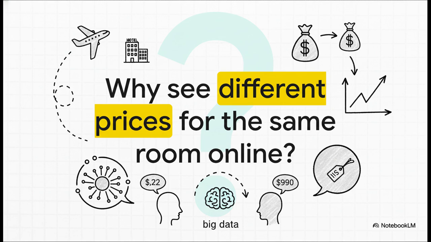So, has this ever happened to you? You're booking a hotel, you find what looks like a great deal, you text your friend to check it out, and they see a completely different price. Is it a glitch? No way. It's a very deliberate strategy, and it's all powered by a classic economic principle that has been absolutely supercharged by modern technology and big data.